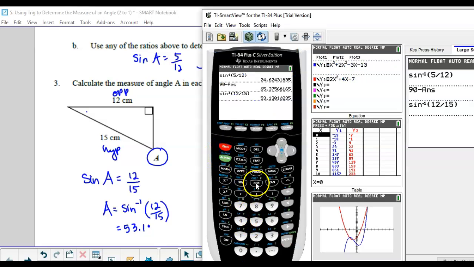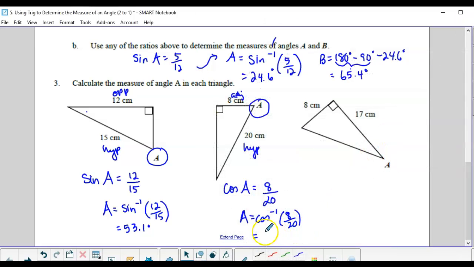So second cos 8 divided by 20 is 66.4 degrees.